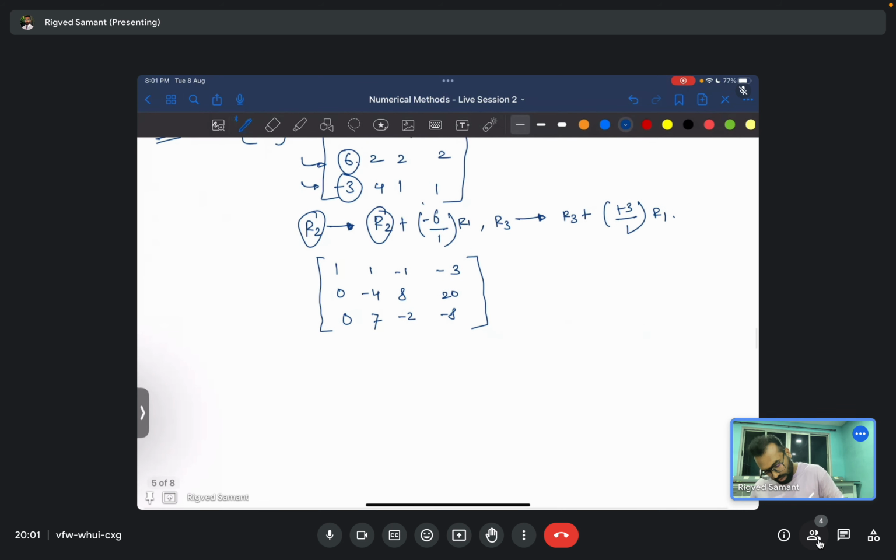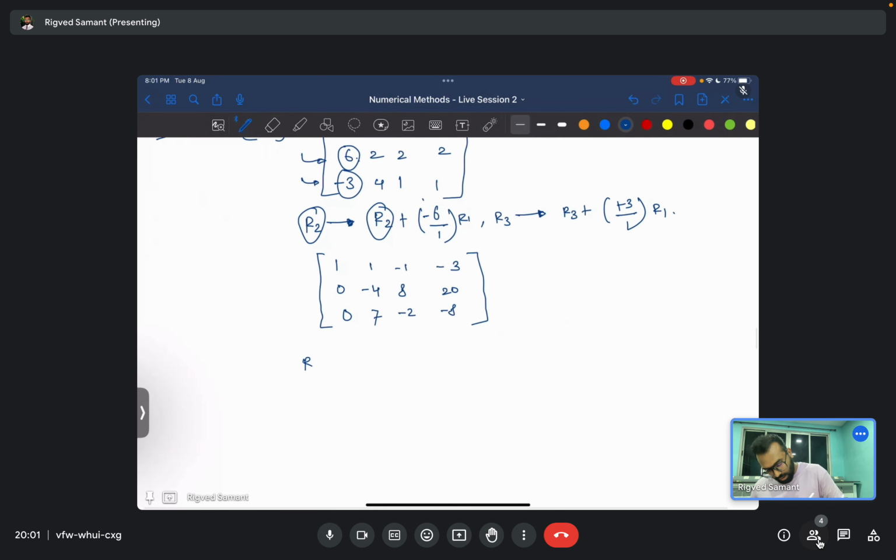Now R3, again you have to make 0 here. So you have to make 0. R3 would be R3 plus this one divided by this one, negative of it. 7 divided by minus 4, negative of it. So it basically 7 by 4 only. Okay, plus R2.